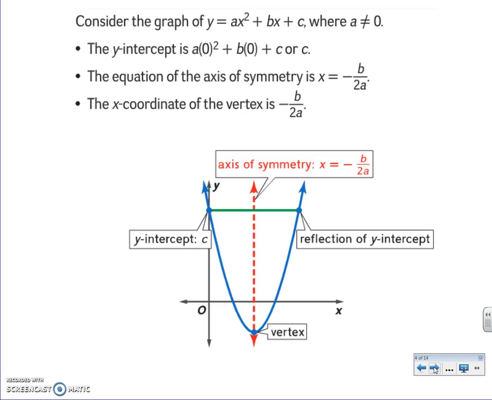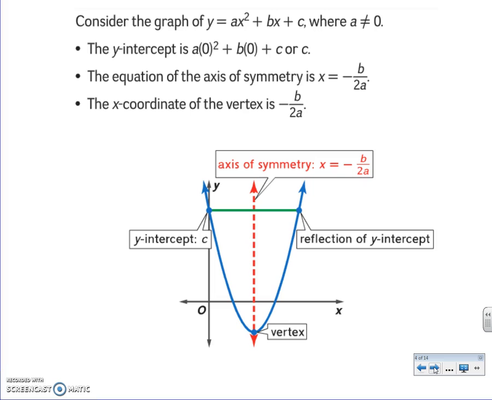So if you have y equals ax squared plus bx plus c, you can always find the y-intercept. The y-intercept has the property that x must be 0. So I plug in 0, that'd be a times 0 squared, which disappears, plus b times 0, which disappears, plus c, or just c by itself. The y-intercept is the constant term.